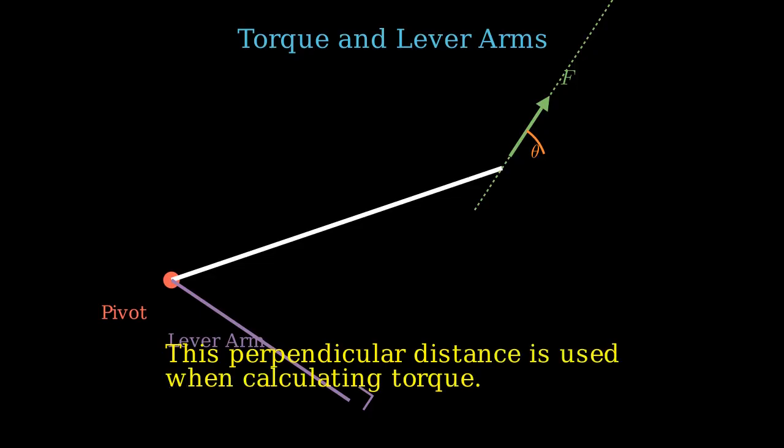The lever arm is shown as the perpendicular distance from the axis of rotation to the dotted line representing the force direction. This distance is what we use when calculating torque.